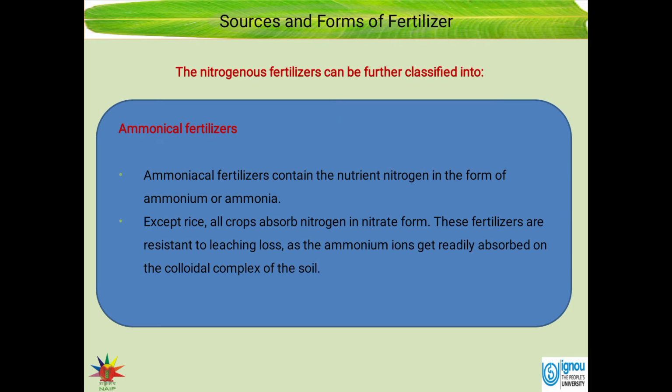Then the nitrogenous fertilizers are further explained. Ammonical fertilizer contains the nutrient nitrogen in the form of ammonia and ammonium. Except rice, all crops absorb nitrogen in the nitrate form. These fertilizers are resistant to leaching loss, as the ammonium ions get adsorbed on the colloidal complex of the soil, in comparison to other fertilizers.